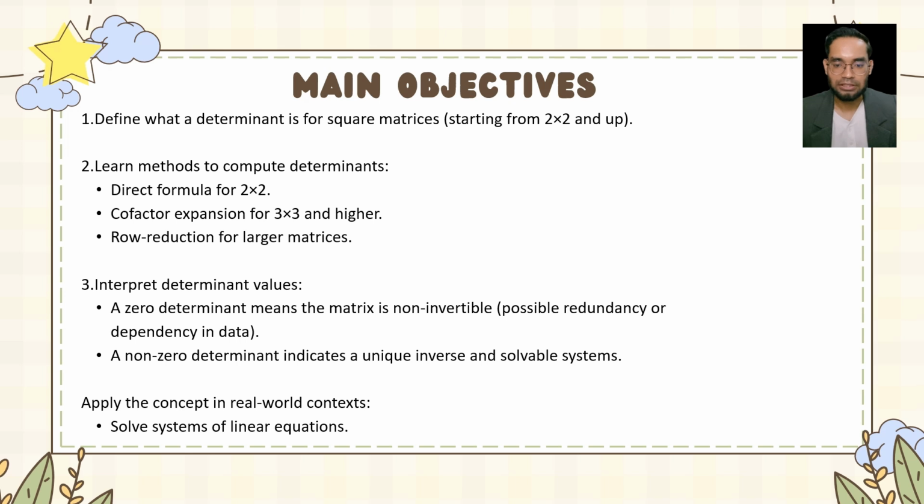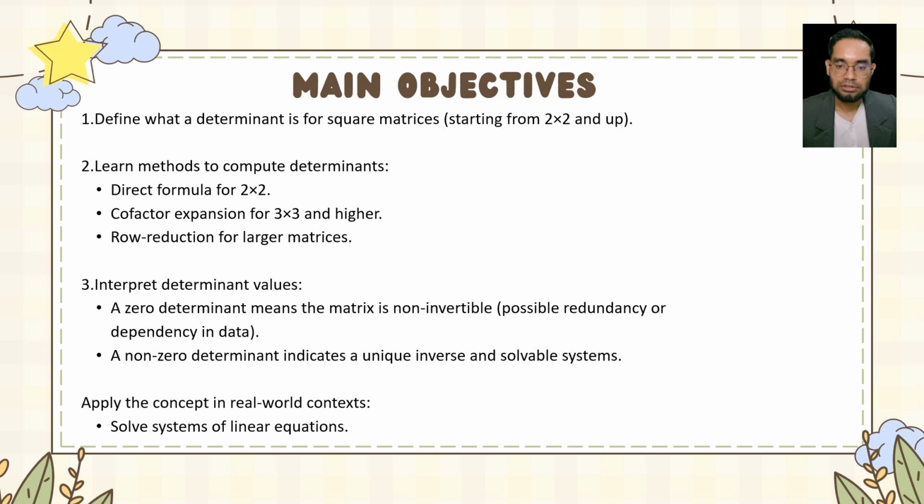Here are our main objectives. We will define what a determinant is for square matrices, for example 2 times 2, and so on. That means we'll state exactly what a determinant means for any n times n matrix, beginning with 2 times 2. Next, we will learn methods to compute determinants: a direct formula for 2 times 2, cofactor expansion for 3 times 3 and higher, and row reduction for larger matrices. We will cover each of these computation methods in the next part.